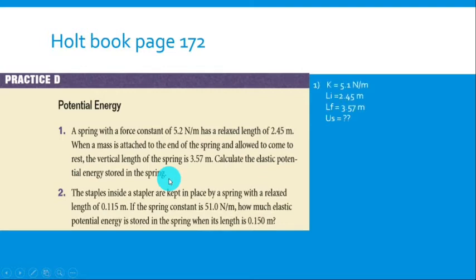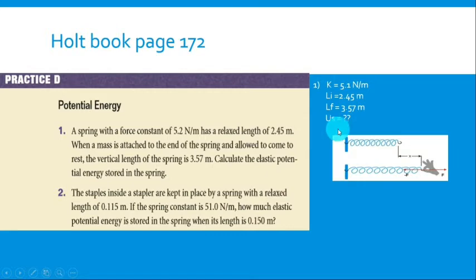Let's write the givens. First of all, here are the givens: spring constant, initial length, final length, and elastic potential energy. First of all, look at the figure here. Here is the original length of the spring without anything. This is 2.45 meter. The new length of the spring is what? 3.57 meters. So x here is the difference, girls. You subtract, you find the difference between the new length and the original or initial length. Is that clear?